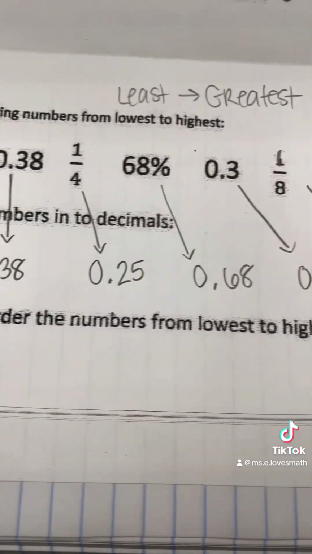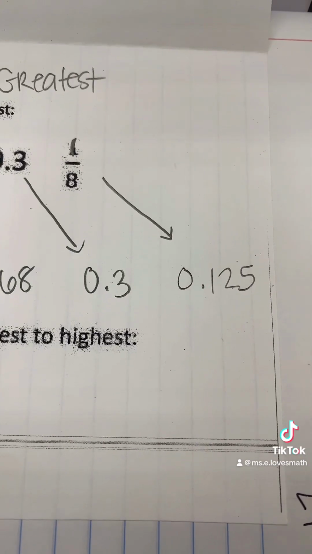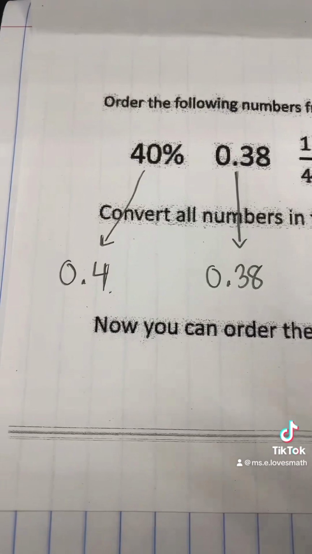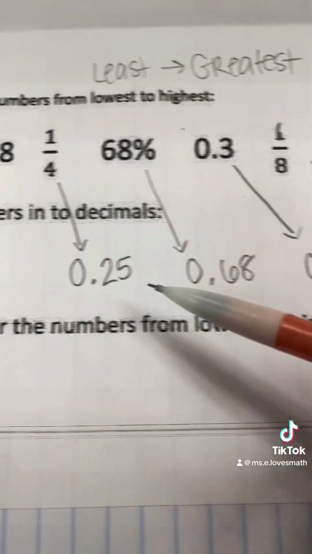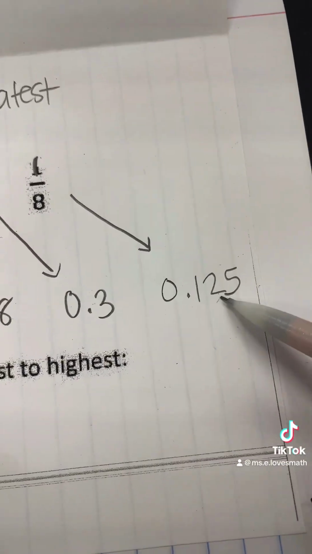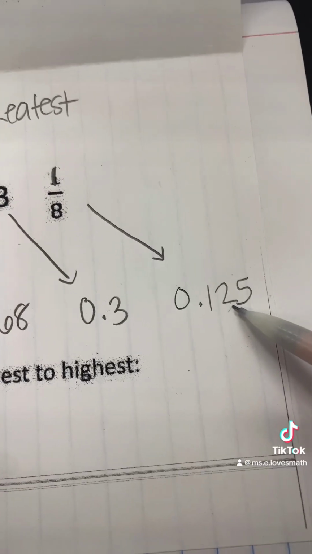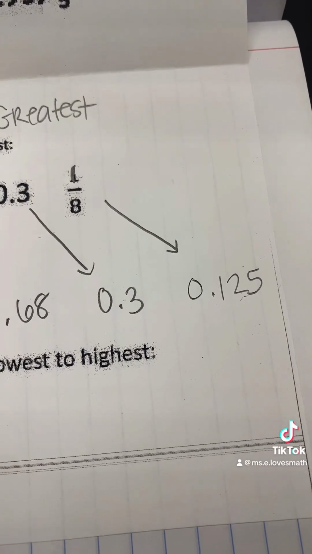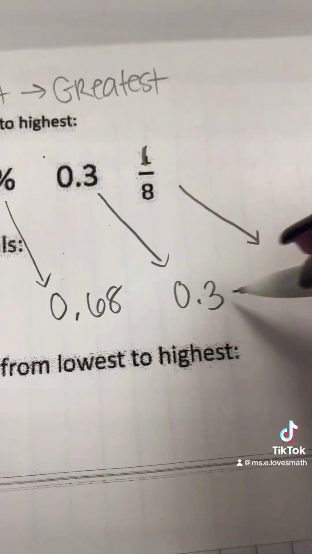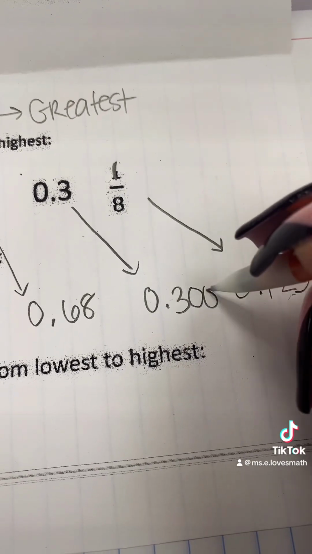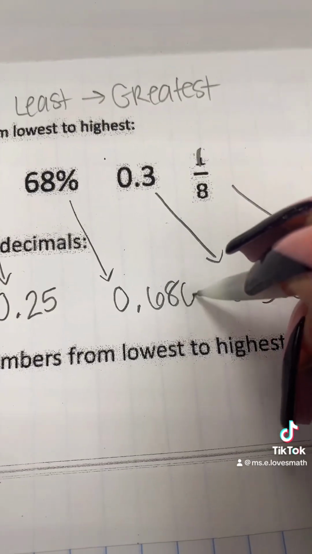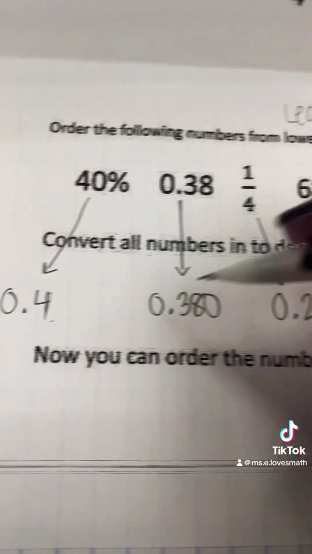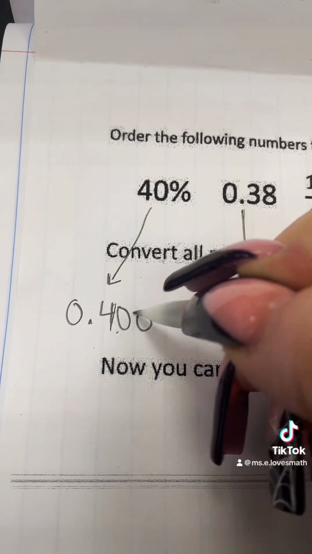Now that we have all decimals, the first thing we need to do before we compare is have them all be to the same place value. So as you can see, we have 1 digit after the decimal, 2 digits, and so on. We have 3 digits after the decimal here. So what we need to do is add zeros to all of our decimals to make them all have 3 digits. So we're going to put a 0 here and another one so that there's 3.